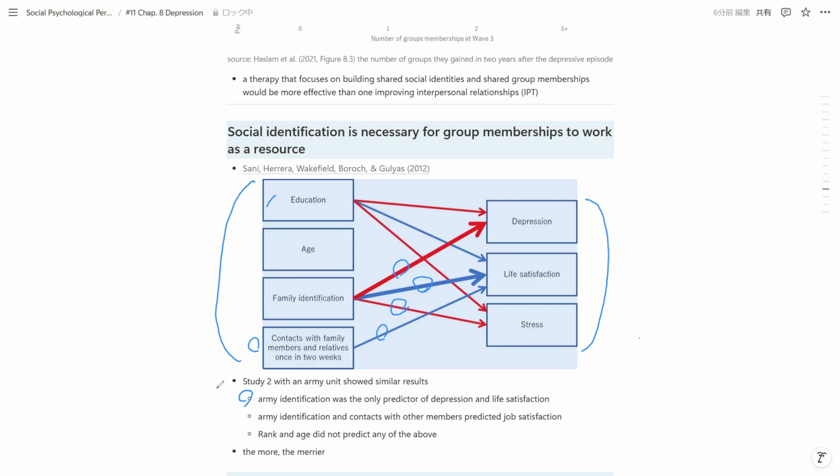And also, army identification and contact with other members predicted job satisfaction. So this is basically similar to study one, I guess. And rank and age did not predict any of the above. So unlike the family study, this study too did not find rank to be a reliable predictor of outcomes.